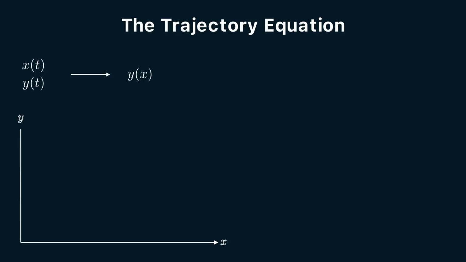So far, we have the x-coordinate and the y-coordinate of the projectile as functions of time. But the trajectory equation describes the path y of x starting from height h. Lucky is giving us another sketch for this.